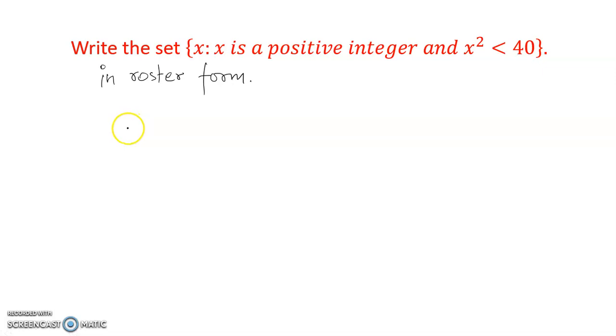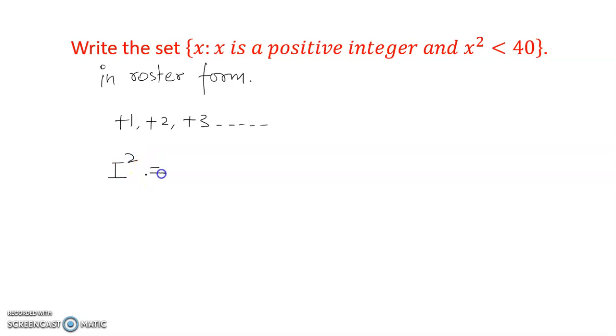So I know what positive integers are. Positive integers are plus 1, plus 2, plus 3, and so on. It says x is a positive integer, which means I have to start from 1. And x square is less than 40, which means I'm going to keep on squaring these numbers. But the moment the square becomes equal to 40 or more than 40, I'm going to stop there. So let us represent that particular set, let's say, by A.